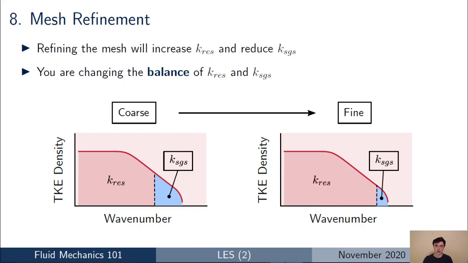The ratio of the resolved turbulent kinetic energy and subgrid kinetic energy changes, and as you make the mesh finer and finer, the area under the curve of that subgrid scale kinetic energy reduces as we resolve more and more of the turbulent kinetic energy. And what we're trying to do with the mesh is to get as much of the mesh as we possibly can to greater than 80% of that total area.